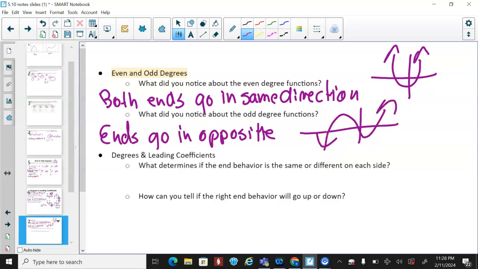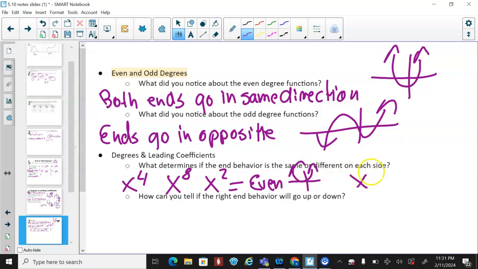Now, what determines if the end behavior is the same or different on each side? It will be an odd or even degree. So the leading exponent, depending on whether it is an odd or even number, will determine it. Even numbers determine an even degree, which means both of the ends will go in the same direction. And an odd exponent that leads the equation will determine an odd degree, which means the ends will go in opposite directions.